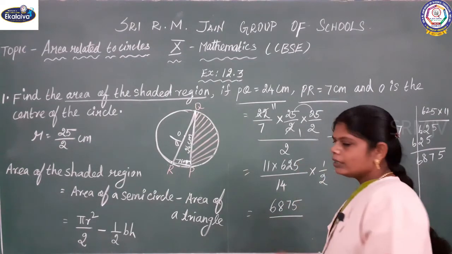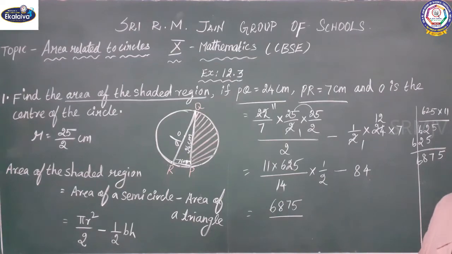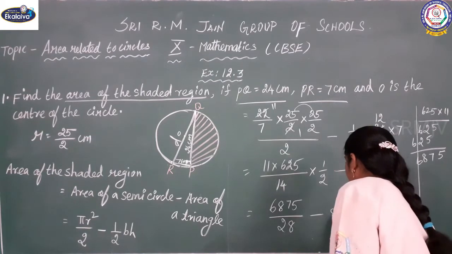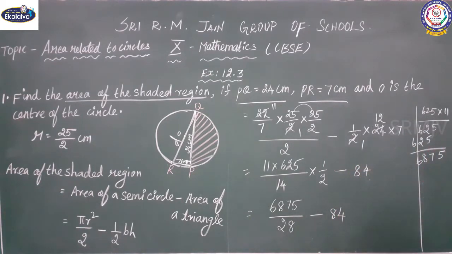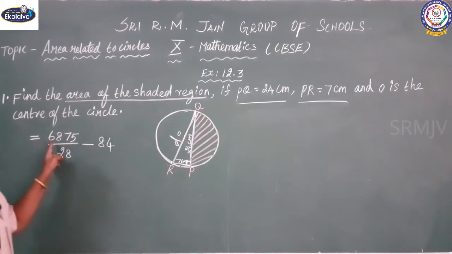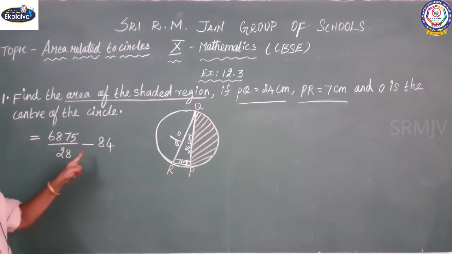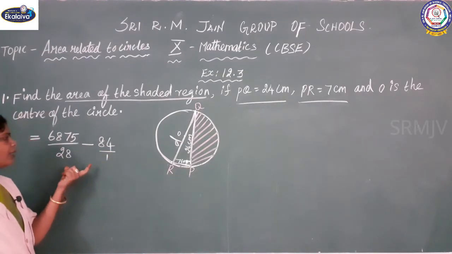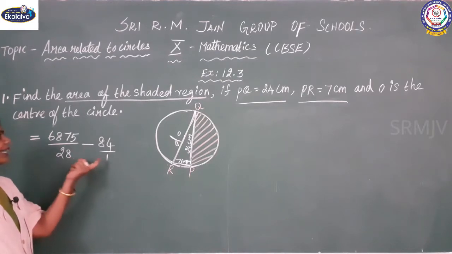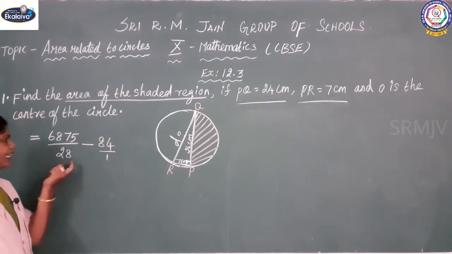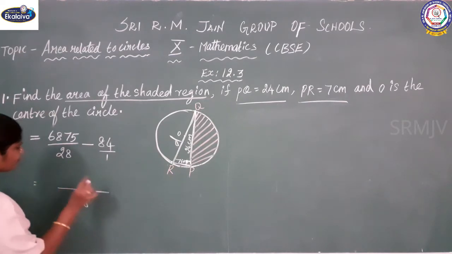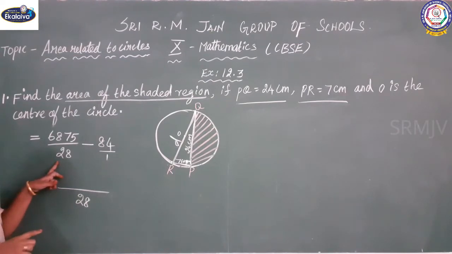6,875 divided by 2 into 14. 2 into 14, what you will get, children? 28. Minus 84. So 6,875 by 28 minus 84. Okay. See here, what is the denominator? 1. Okay. So we are going to take the LCM of 28 and 1. The LCM of 28 and 1 is 28 only. So the common denominator is 28. Here already the denominator is 28, so what is there in the numerator, you write as it is.